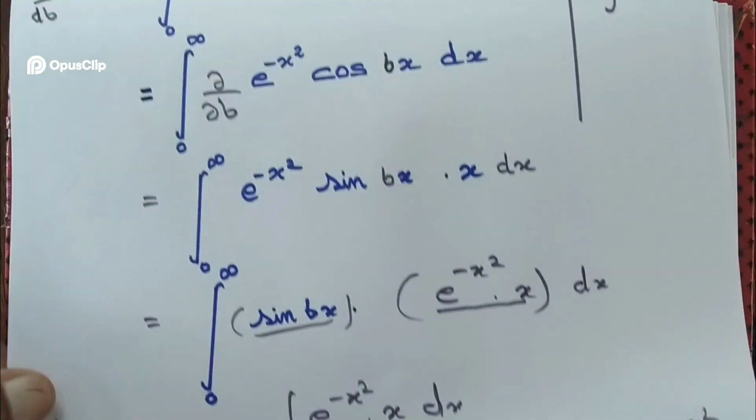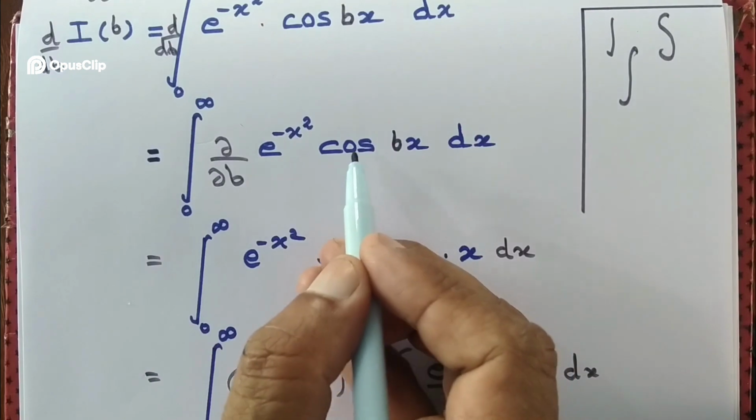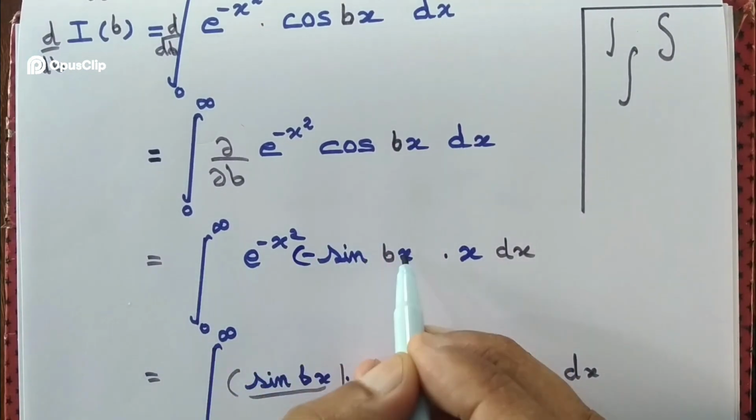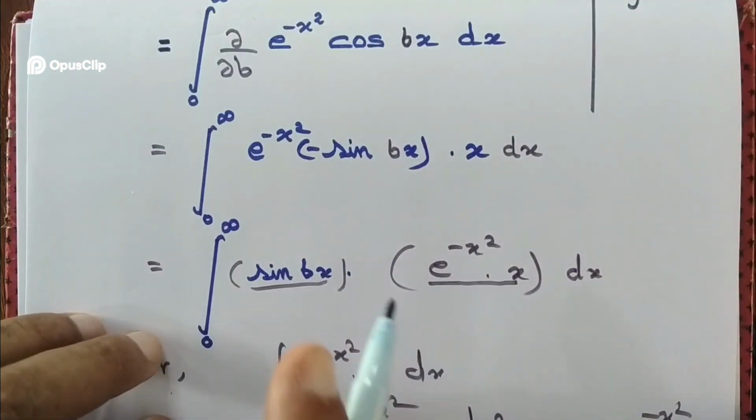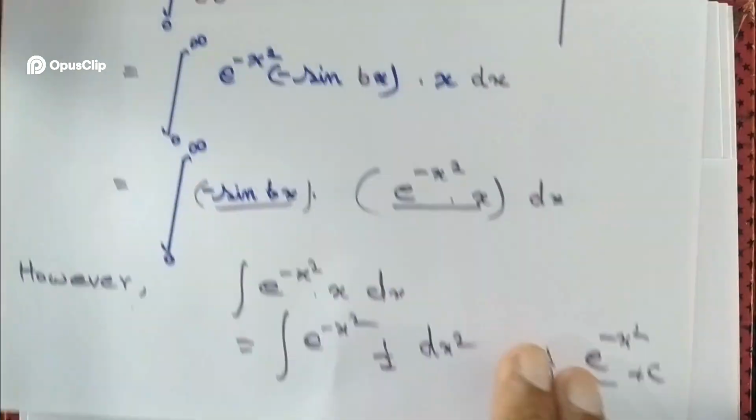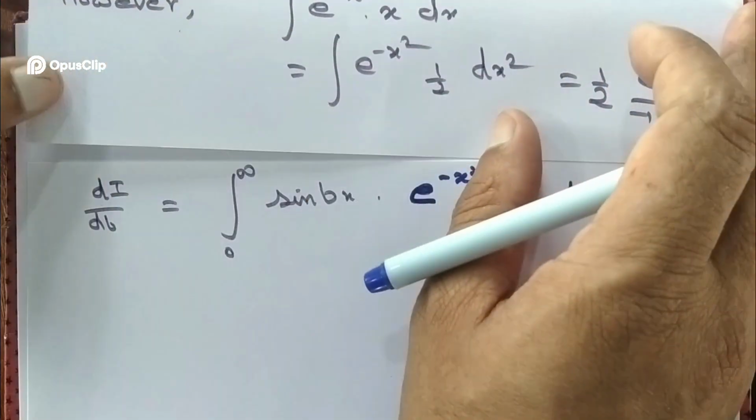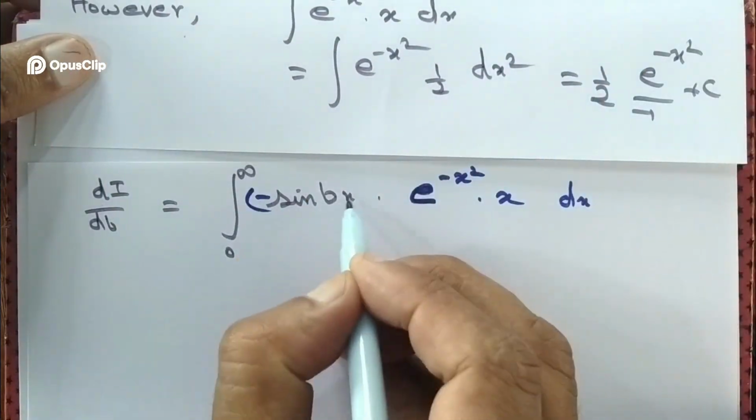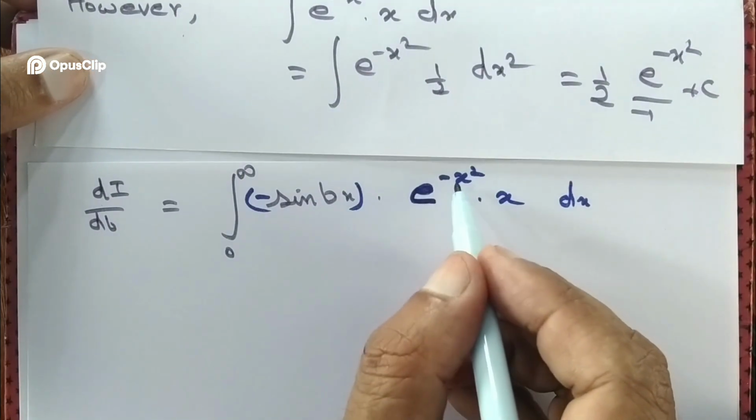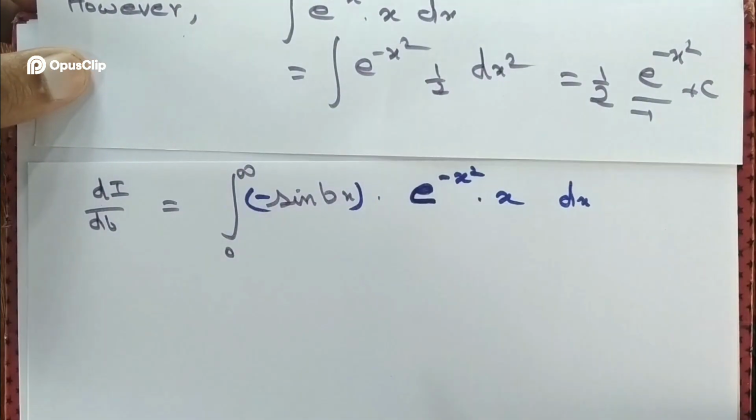Oh, I happen to make a slight mistake. You see, if we differentiate cos, I get minus sine. So let's write minus sine. And so dI/db equals minus sin bx and then the product of e to the power minus x square, x dx.